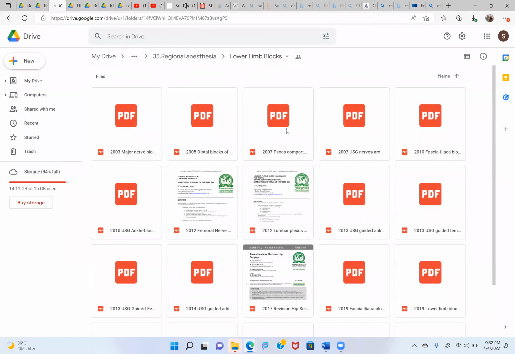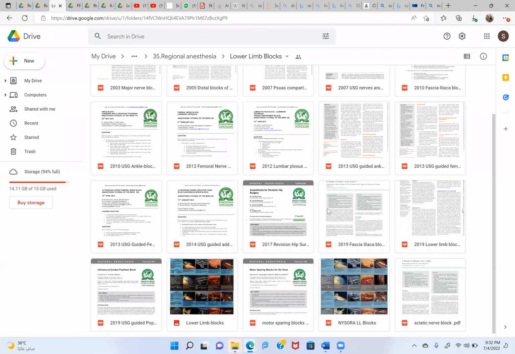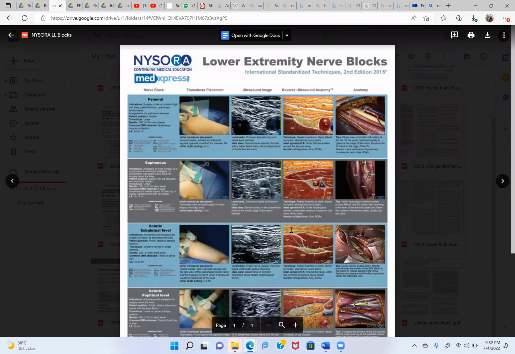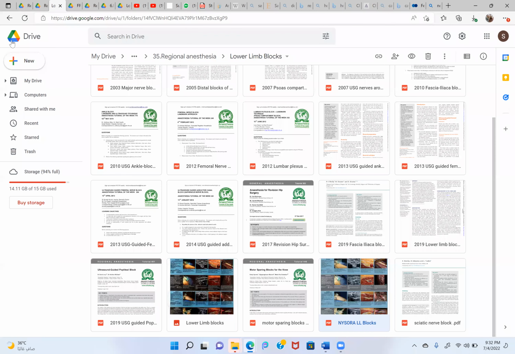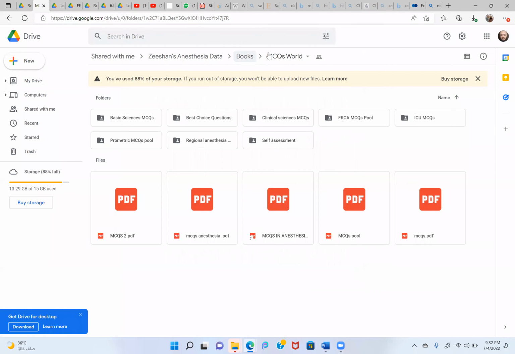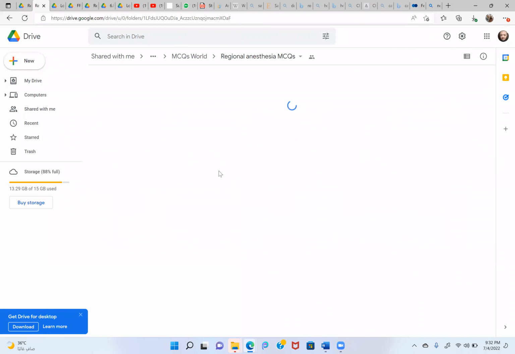So psoas compartment block is actually the lumbar plexus block. This is the lower limb block summary. I just tried to put it here. Everything is there. It's up to you how you use it. And this MCQs book which I was showing you is right here. You go to the books, then to the MCQs world, and then you will find the regional anesthesia MCQs, and you will find these books. So this is how you can find these things.